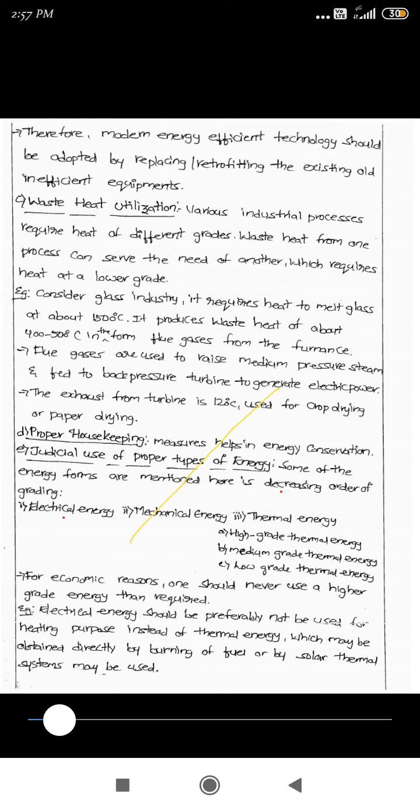Utilization, in the sense you have to use it. Then how will it be utilized? Anyone? Then see here, the heaters. Do you know heaters?